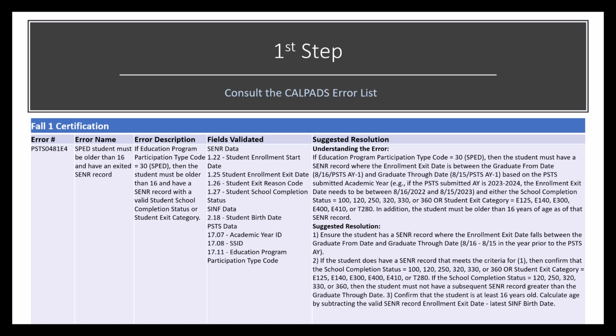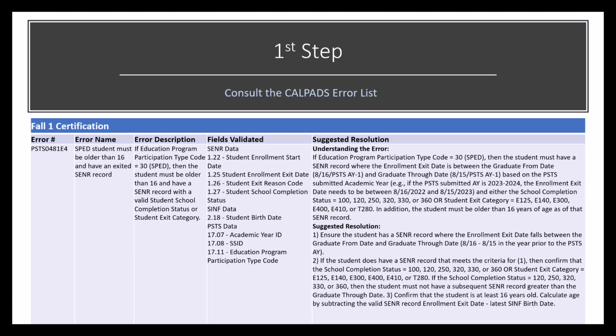A common mistake when troubleshooting errors in CALPADS is just to try to troubleshoot the error based on the name. The name is not descriptive enough to identify the error. It's used for reference. So in this case, the PSTS0481 error has the name special education student must be older than 16 and have an exited SENR record. This can be very misleading, as we will show as we navigate through this error.